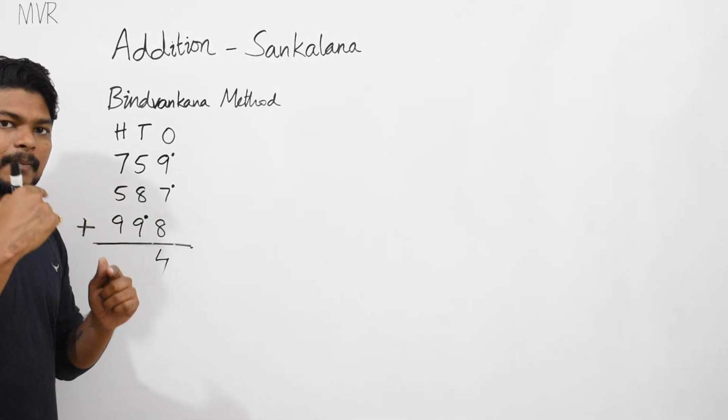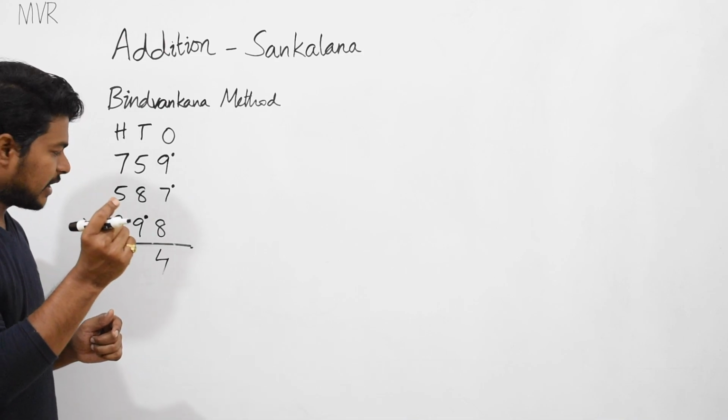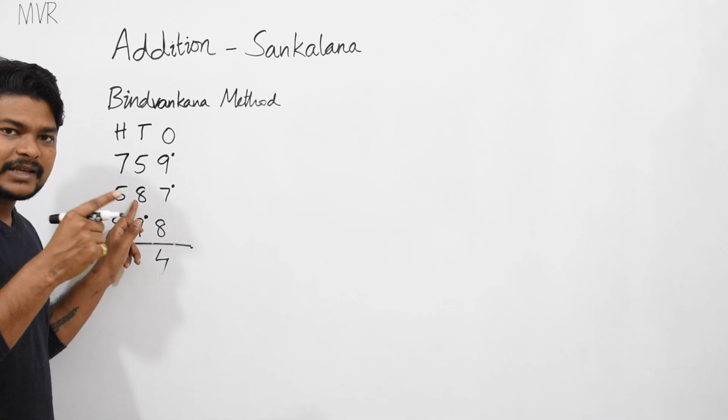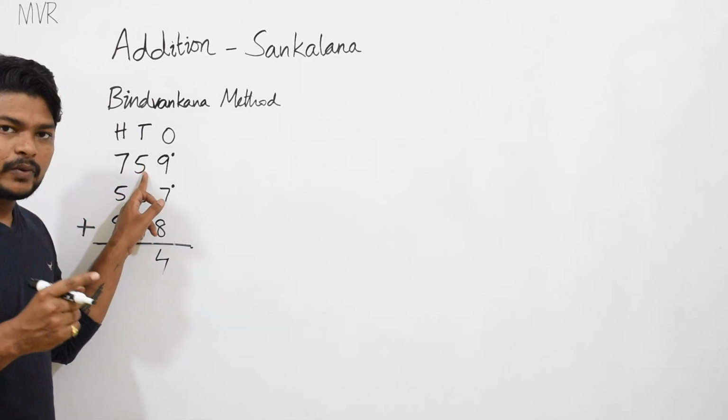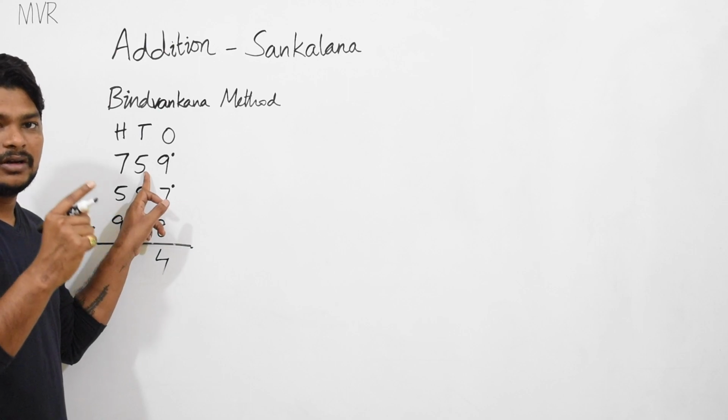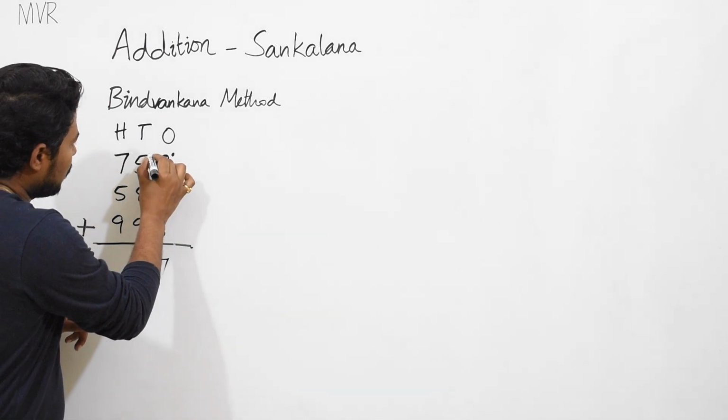Then by how much is it crossing? By 1. So you take 1 and add 8. 1 plus 8 is 9. Okay, so 9. Again 9 plus 5. 9 plus 5 is 14. 14 also is crossing the 10, so put the dot here.